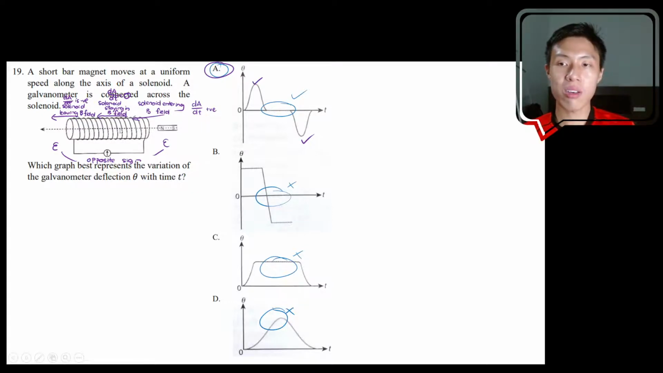I know the center over here, the induced EMF will be equal to 0 because the solenoid is staying in the magnetic field. Even if the solenoid is moving, the whole solenoid is still remaining in the region of magnetic field. That's why A never changes, magnetic flux never changes, no induced EMF at the middle period of time. That's how I solve this question. Let's move on to the next one.